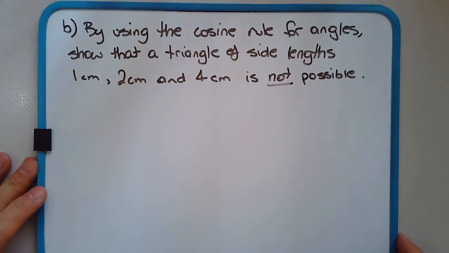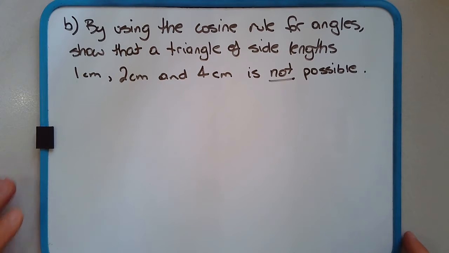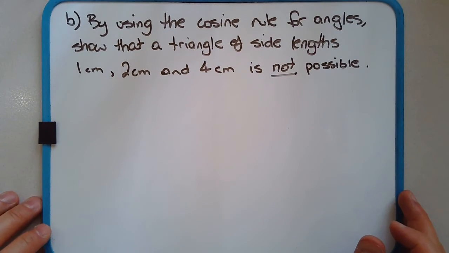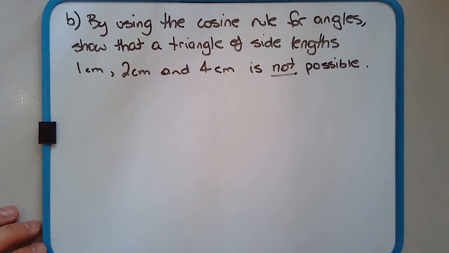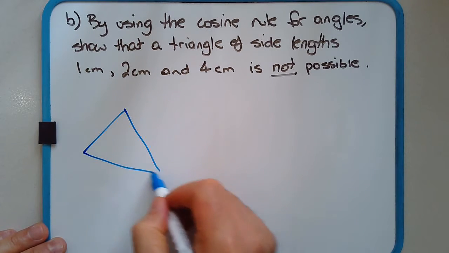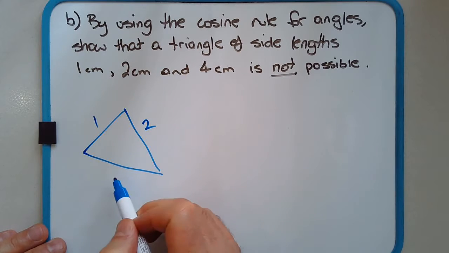And this one's an interesting example because you're not trying to find the size of an angle necessarily here. You're using the cosine rule to prove that it's not possible to have a triangle with these dimensions. So let's see how this is going to work. Let's draw our triangle first. So let's say 1, 2, and 4.